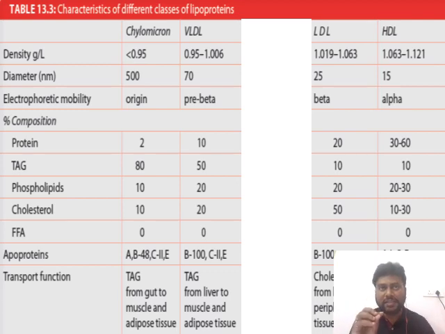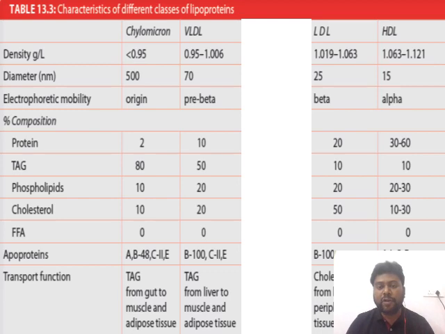In this, the apolipoprotein B can exist in 2 different types. One is ApoB100 and the other one is ApoB48. Chylomicrons usually have B48, whereas VLDL and other lipoproteins will usually have ApoB100.